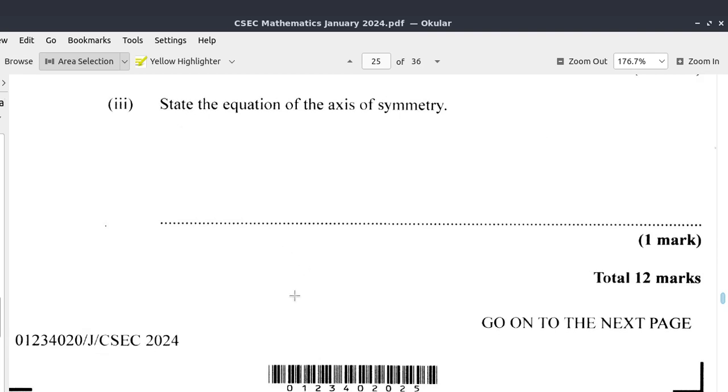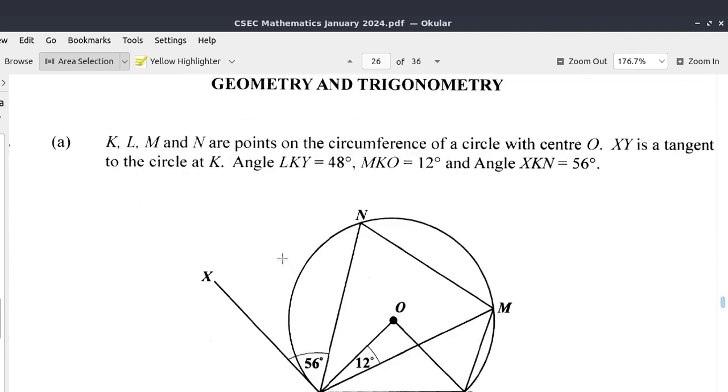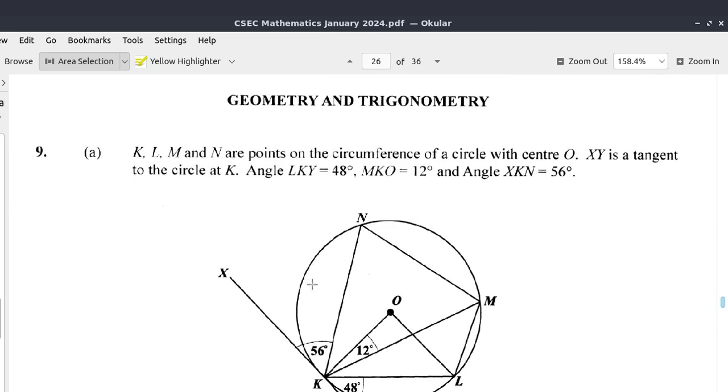That is it for question 8. So, next time we look at question 9.